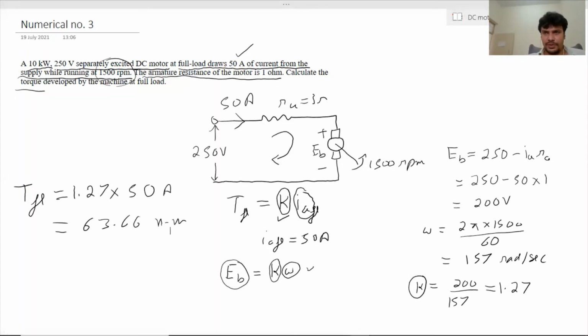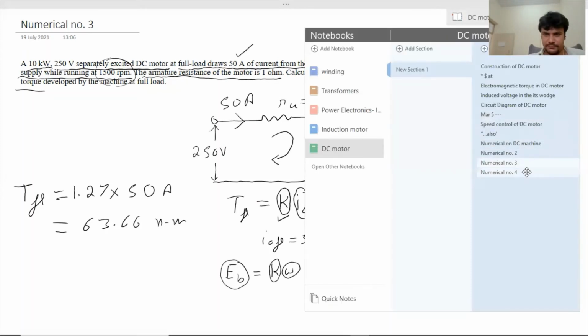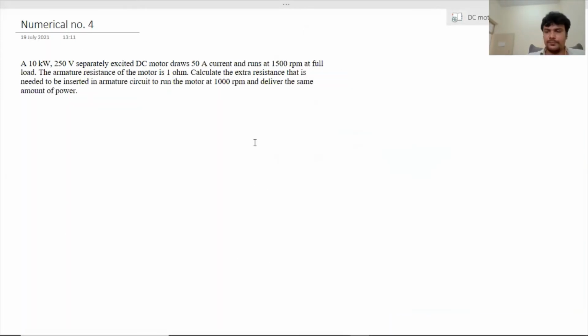Now let us do the next question. This is a good question. This is the last question which I am taking, and you should understand this very well. It will be good practice and interesting as well. So let us see what this question says. The same machine we are taking as in the previous question.